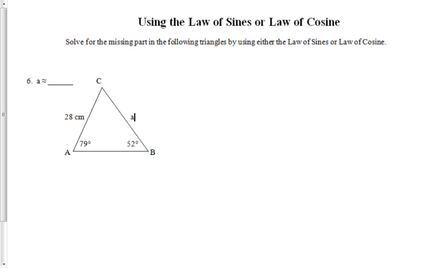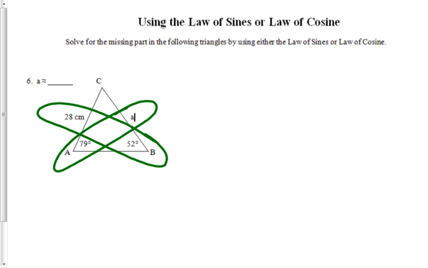All right, last one, number 6. Here we're being asked to find side A. So side A is right there. I'm not sure what that vertical line is, just a little typo. So we are being asked to find side A. We know angle A, that's good. And we know angle B and side B. So we should be good to set up the law of sines here.